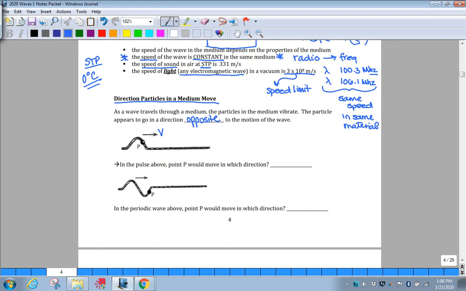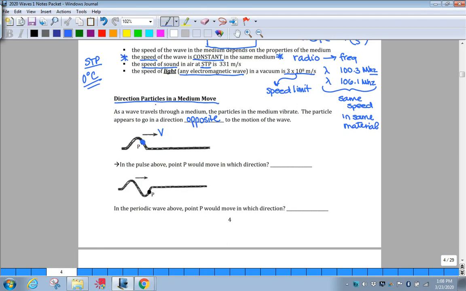Okay, and we have to decide which way point P on this wave moves as the wave travels through this rope. So the wave energy is going to the right. Which way will particle P move? Will it move up? Will it move down?